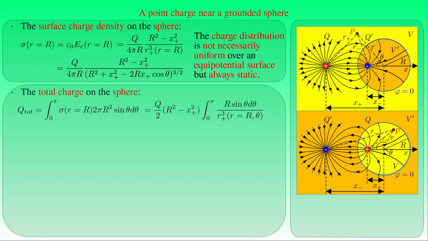As the figures illustrating the two cases show, the square of R sub plus is equal to R squared plus x sub plus squared minus 2 times R times x sub plus times cosine theta.